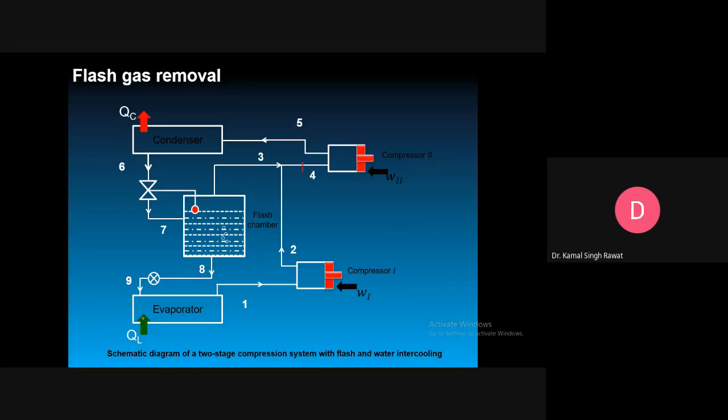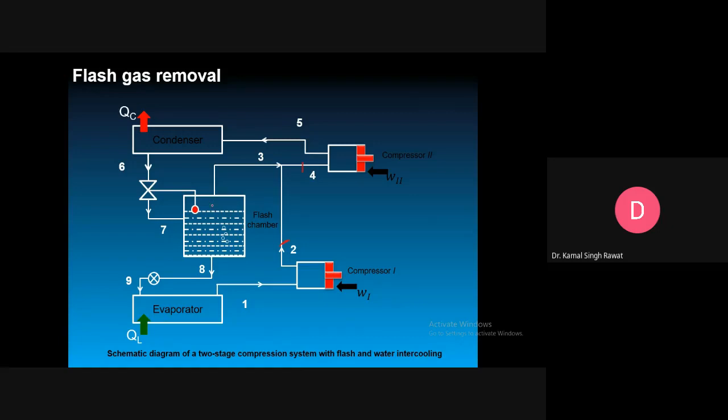And in the evaporator, it absorbs heat from the low temperature, and the liquid refrigerant converts into vapor. So at the outlet of the evaporator, we have saturated vapor. This saturated vapor enters into compressor first, where it gets compressed from evaporator pressure to the intermediate pressure, and the state at the outlet of the compressor is 2, and the pressure is PI. Now, we have also separated the liquid and vapor at PI.